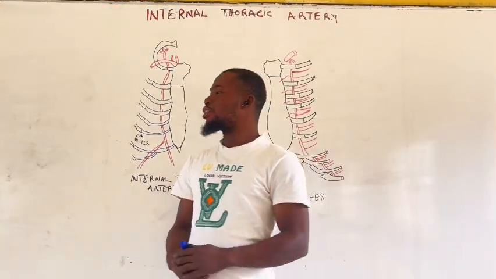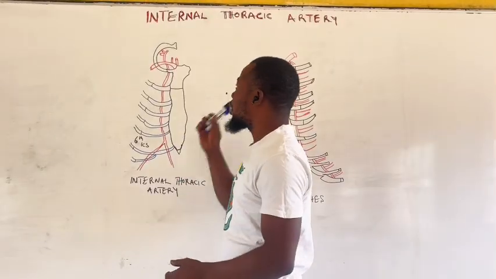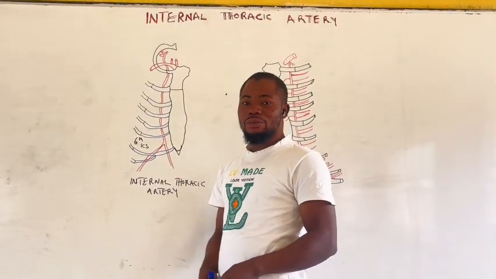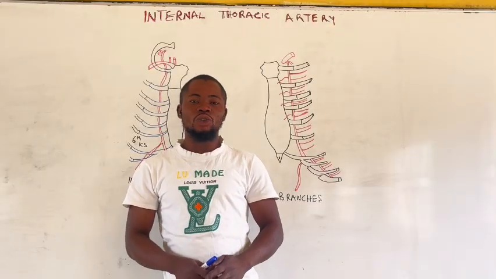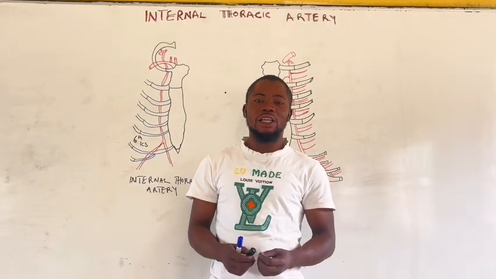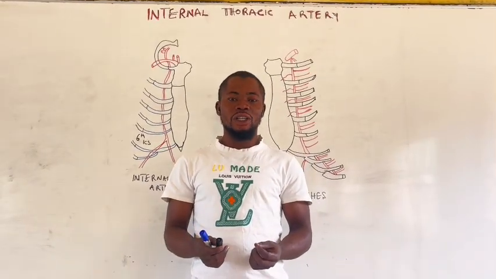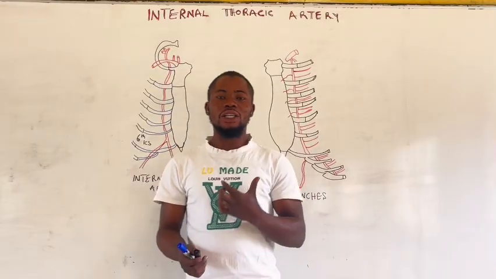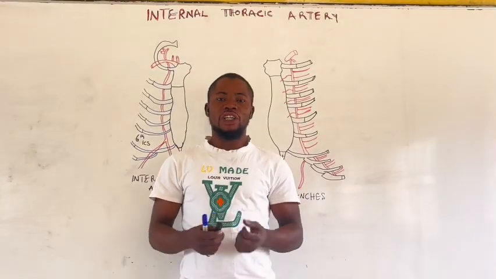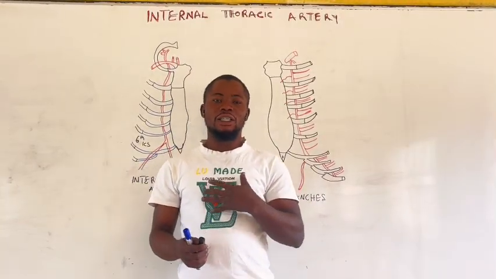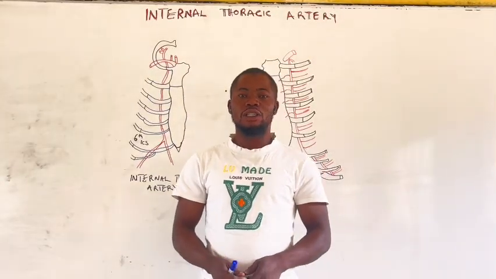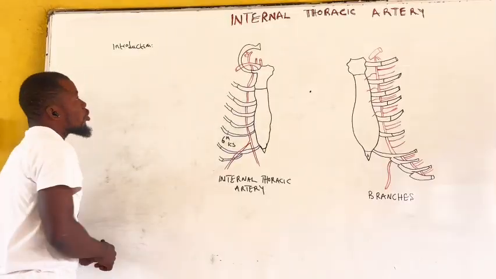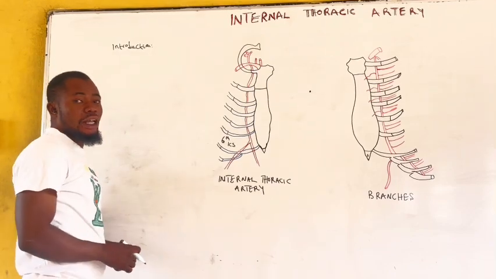In today's class, we'll be looking at the internal thoracic artery. The internal thoracic artery, also known before as the internal mammary artery, is a pair of arteries located in the anterior aspect of the chest. It supplies the thoracic wall and the anterior abdominal wall through its branches. So that is a short introduction to the internal thoracic artery.